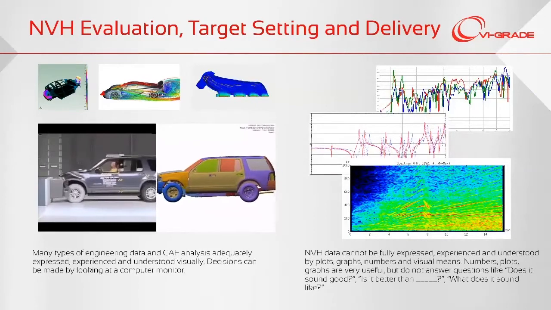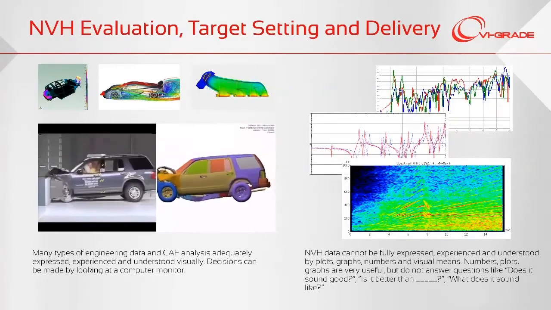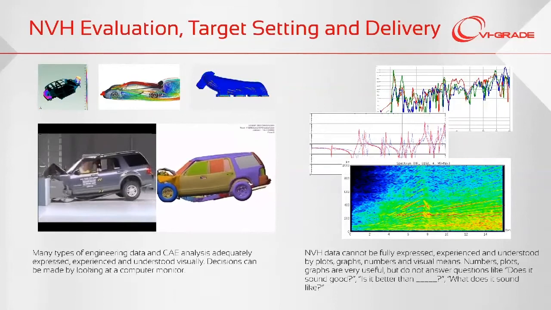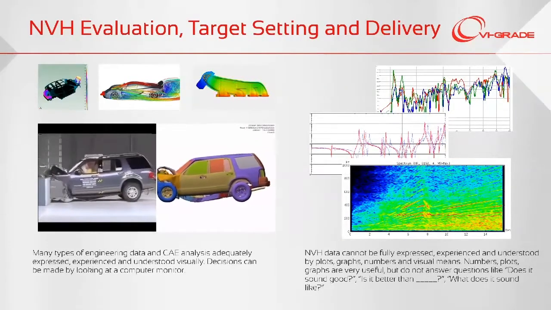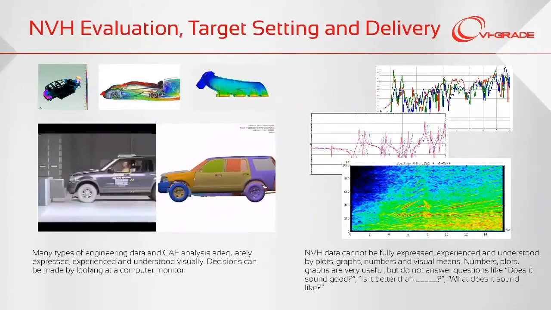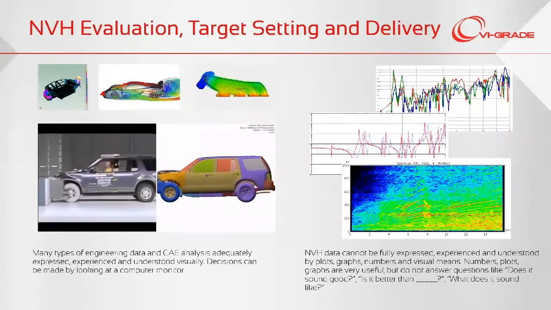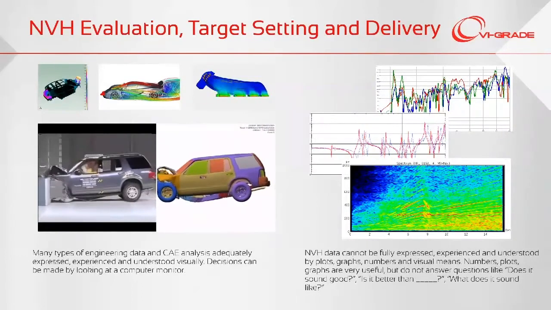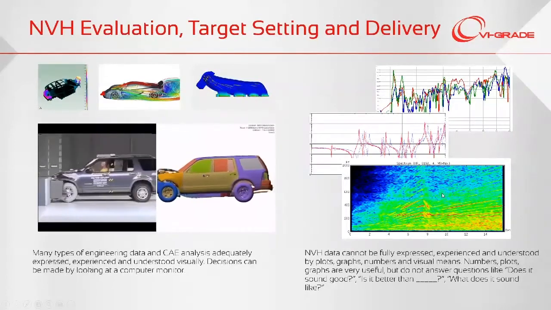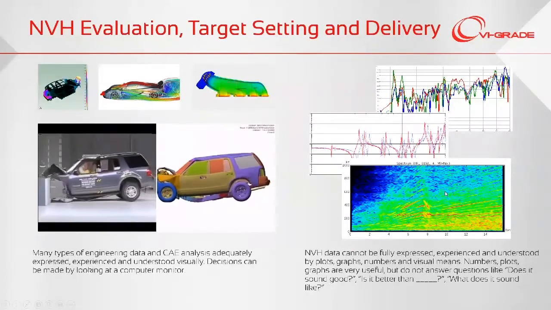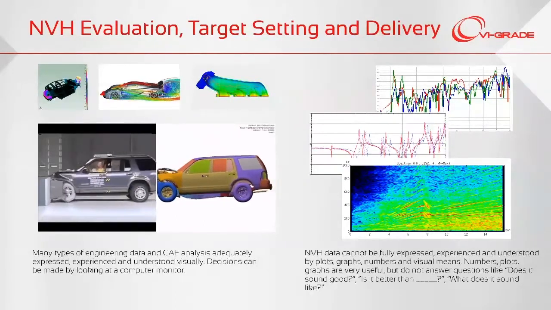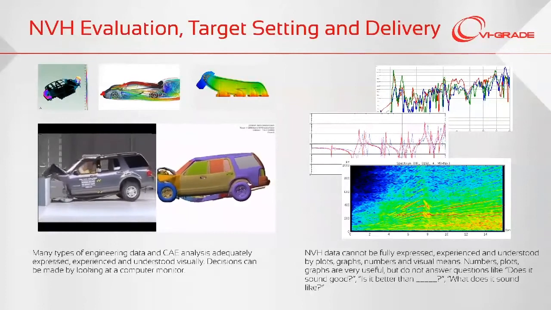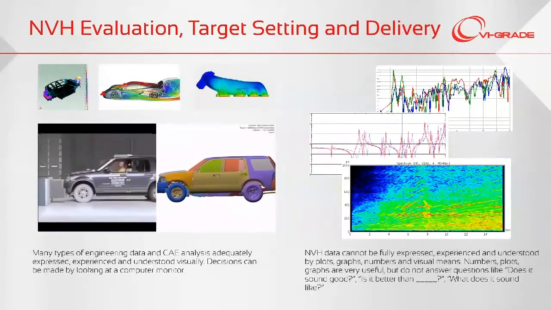NVH data is different. We get a lot of great information from measurements and from analysis and from calculations, CAE, and that's all in the form of plots and graphs and numbers, and that's all great. We can learn a lot from that, but when somebody looks at this lower plot here and says, does it sound good? Well, I don't know. I can tell it's a 4-cylinder car. I can tell there's no big resonances or anything in it, but does it sound better than the competitor? It's really hard to say yes or no.